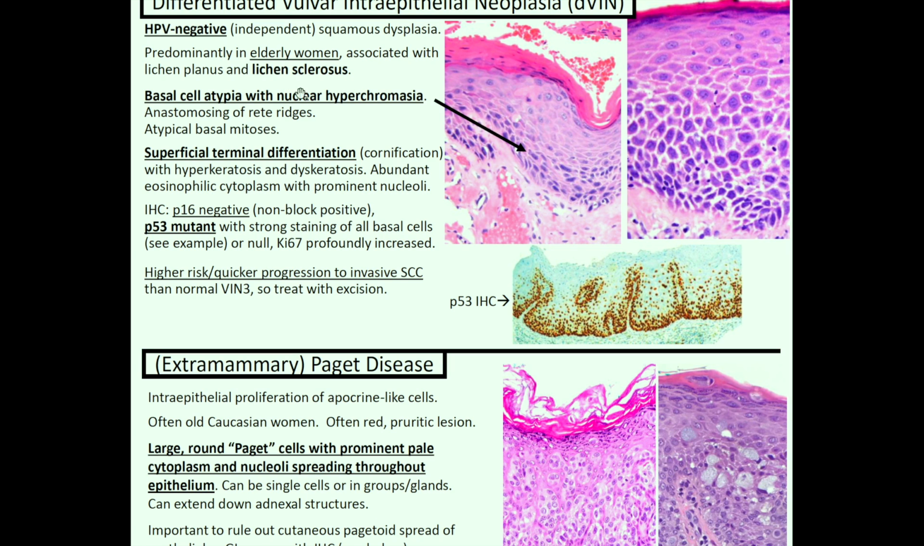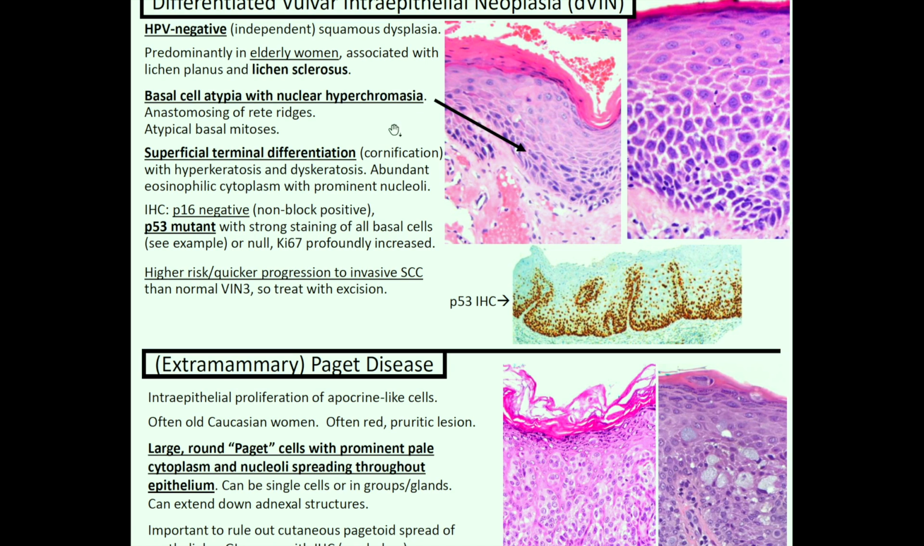Histologically for DVIN, you're going to see basal cell atypia with nuclear hyperchromasia, with anastomosing of the rete ridges, and atypical basal mitoses. You're also going to see superficial terminal differentiation or cornification with hyperkeratosis and dyskeratosis, as well as abundant eosinophilic cytoplasm with prominent nucleoli.